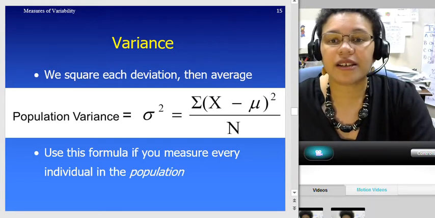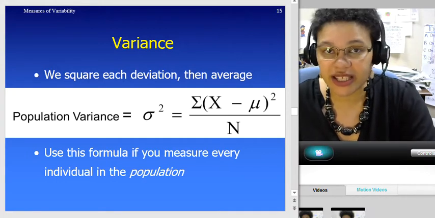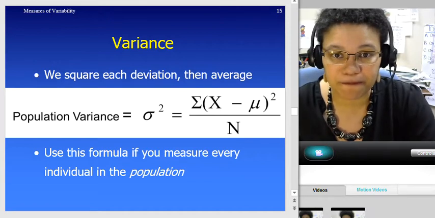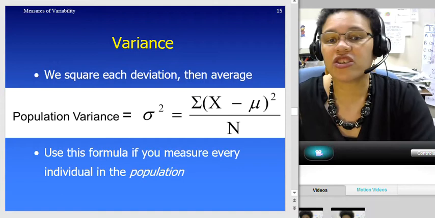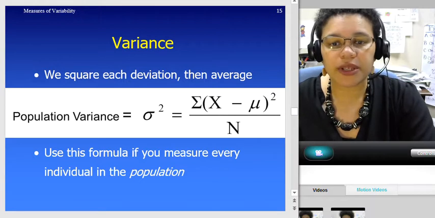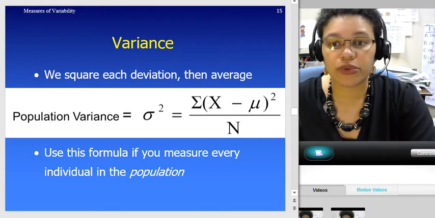And then we would divide by the number of data points. In this case, it was 3. So it would be 50 divided by 3 would be the variance of that very small data set of test scores that we were just talking about. And the way it's shown is the sigma squared. We use this formula if we're measuring every individual in the population because you see that mu means that we know the population mean.